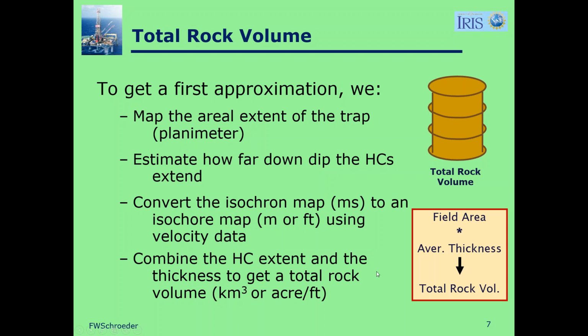And so then we can combine the hydrocarbon extent or area and the thickness, and that will give us a total rock volume. So on the right, we have the field area. We multiply that by an average thickness. We get the total rock volume.